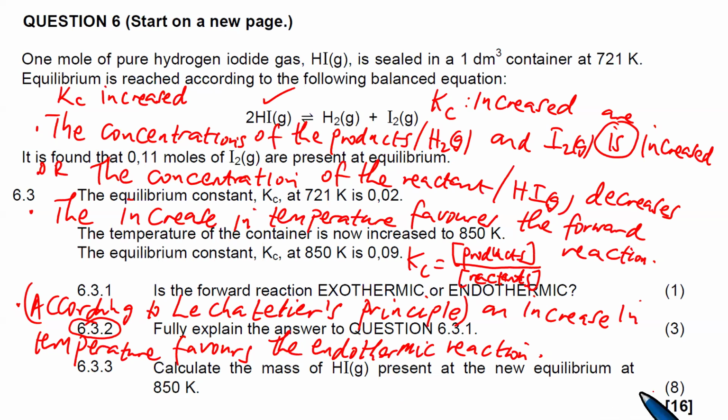Now, for 8 marks, let's calculate our KC here. Calculate the mass of hydrogen iodide present at the new equilibrium at 850 Kelvin. So now we have two KC values, 0.02 at 721 Kelvin and 0.09 at 850 Kelvin. Okay, let's continue.